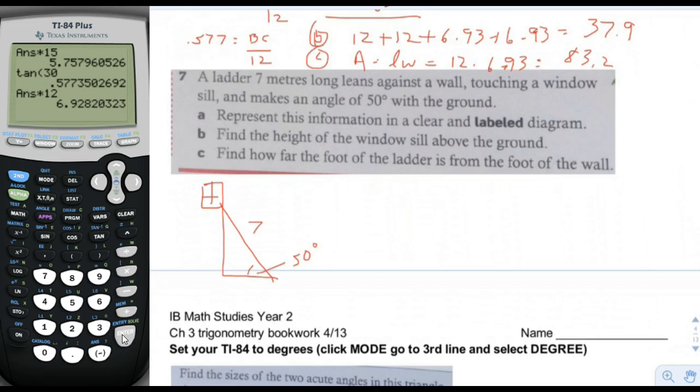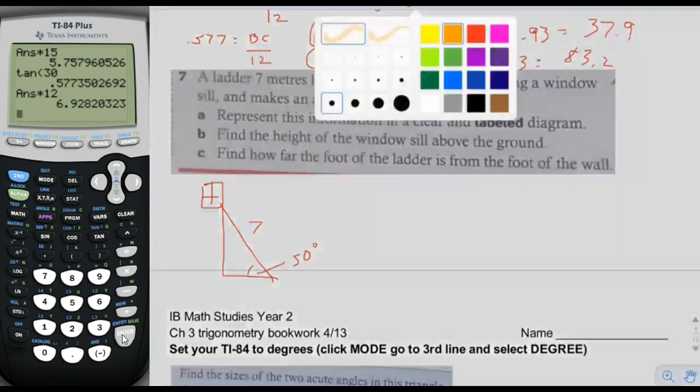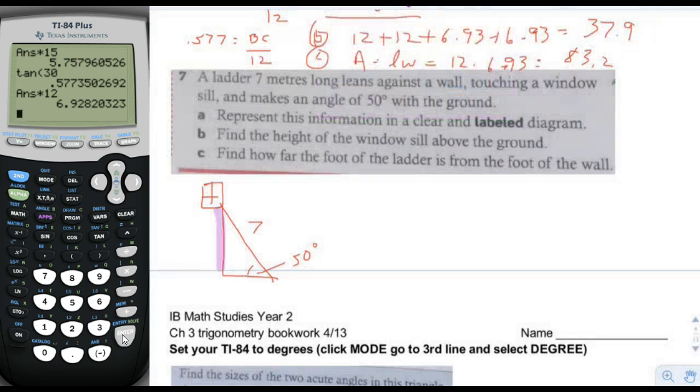Find the height of the windowsill above the ground. So what we want to know is this purple line here. How far from the foot of the ladder is the foot of the wall? So they're talking about this part here. So now we know the hypotenuse. We don't know the opposite or the adjacent, so we can't use tangent. It doesn't do us any good because we don't know opposite or adjacent. But we could use sine or cosine. For example, we could use cosine.